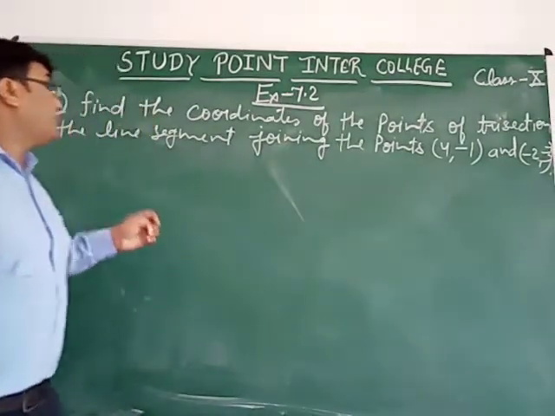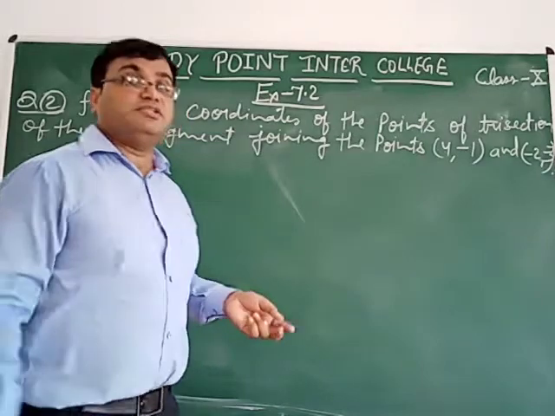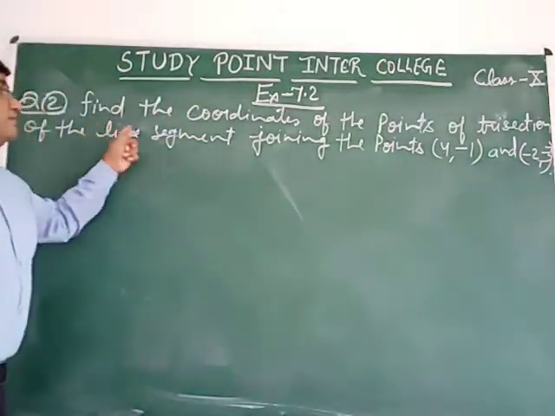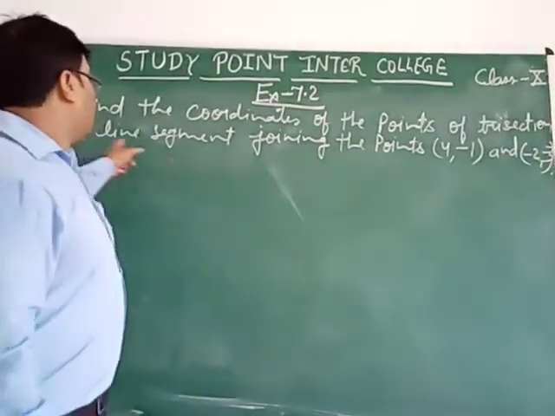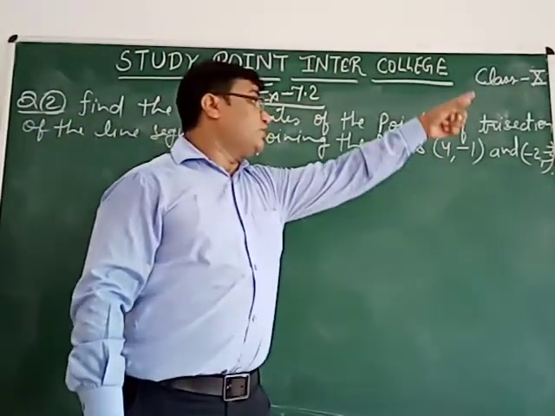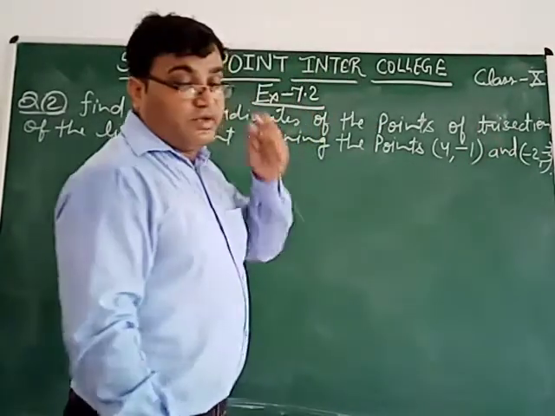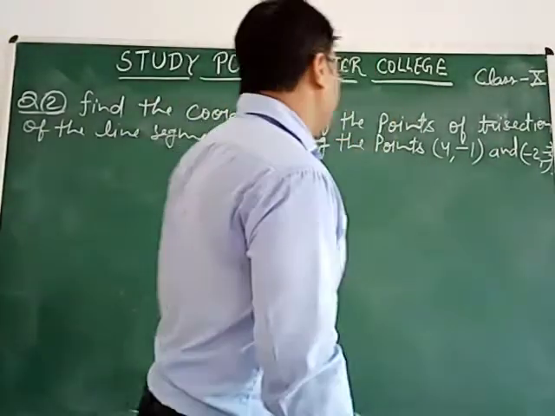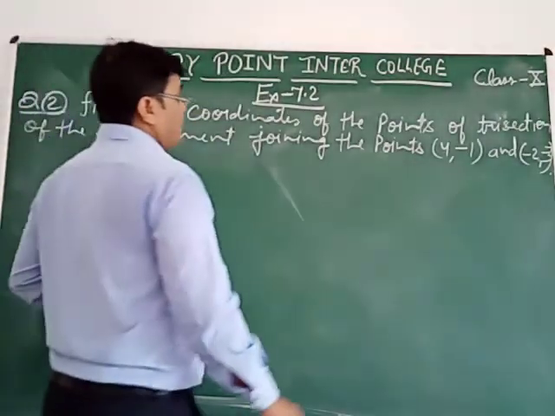Today I am going to explain question number 2 of exercise 7.2 of class 10. What is the question? Find the coordinates of the points of trisection of the line segment joining the points 4, minus 1 and minus 2, minus 3. Find the coordinates of the point of trisection of the line segment.